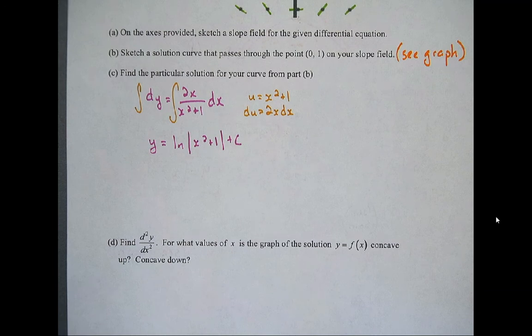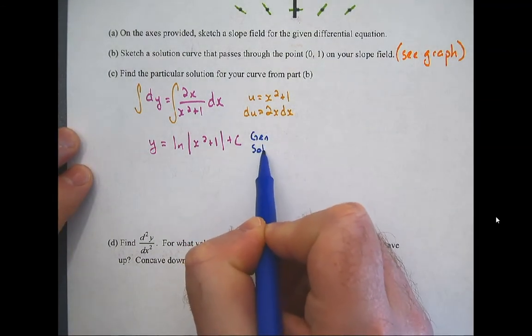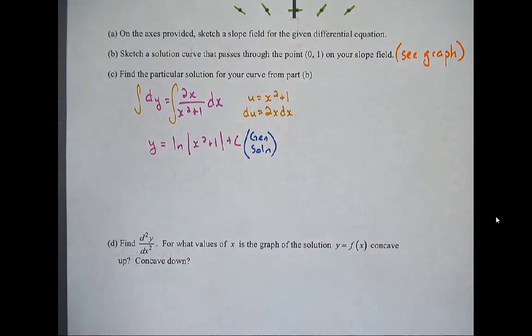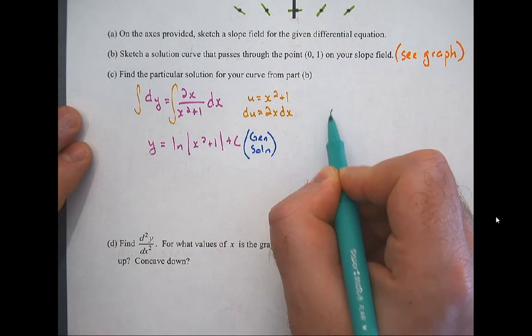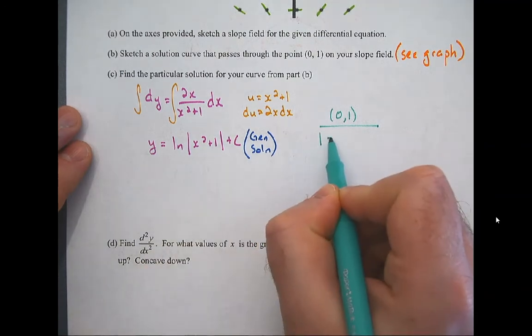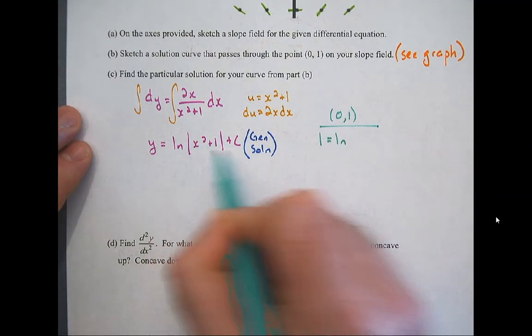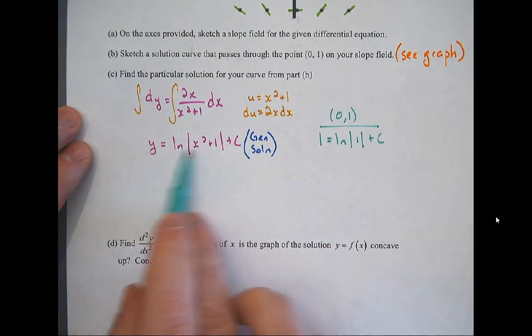Is this a solution? Yeah. What kind of solution? It's a general solution. They want the particular. So let's use this general solution to find the particular solution, which will occur at the point 0, 1. At the point 0, 1, y would be 1. Natural log of the absolute value of 0 squared plus 1, plus C. So I just took 0 and 1 and plugged it in.